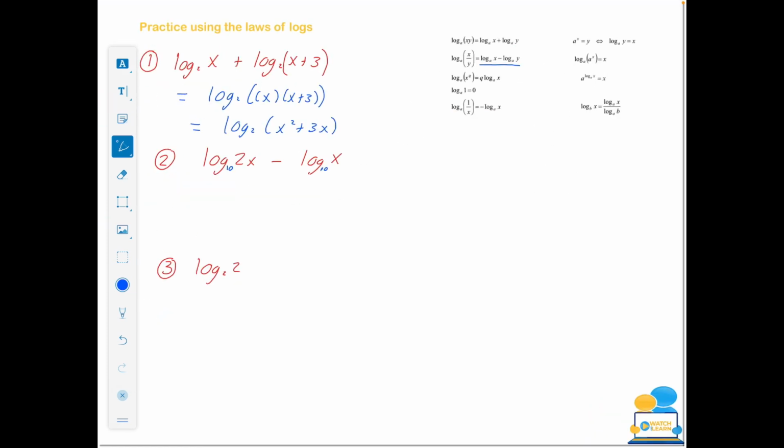So when we have a subtraction, we have a rule here. The x and the y get divided by each other. So we're going to do the same thing. So we'll have log of 2x over x, which is just log of 2.